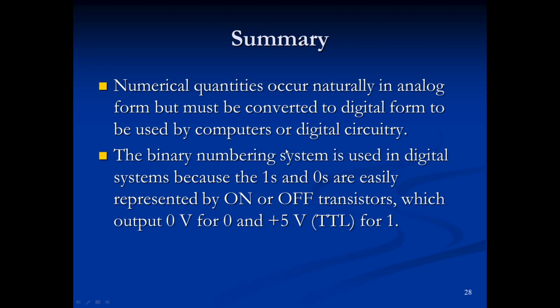So we also covered the binary system, base 2. It's used in digital systems because the zeros and the ones are easily represented by on or off transistors. So it's easy when you just have an off state and an on state, and that's it. And for example, the TTL system, which I believe stands for transistor-transistor logic, it's just a standard that says 5 volts is a 1, 0 volts is a 0, and that's it. And those are the voltage levels for the on and off signals.